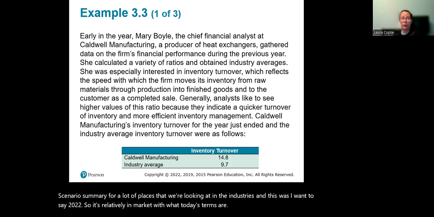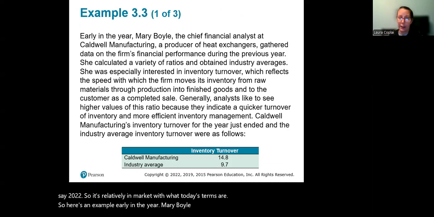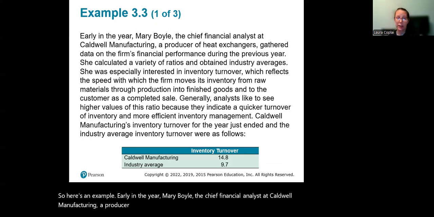So here's an example. Early in the year, Mary Boyle, the chief financial analyst at Caldwell Manufacturing, a producer of heat exchangers, gathered data on the firm's financial performance during the previous year.